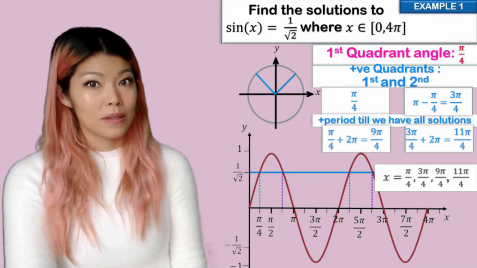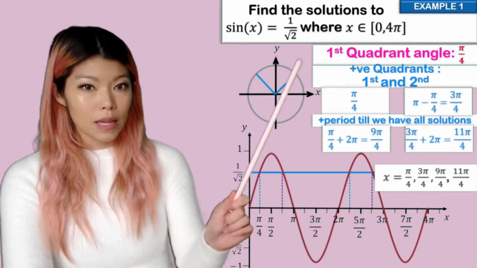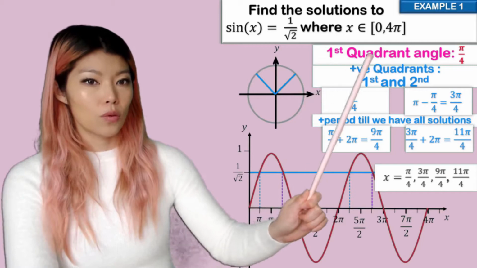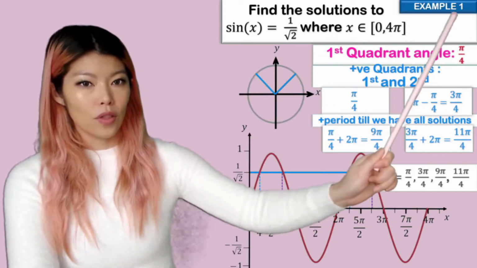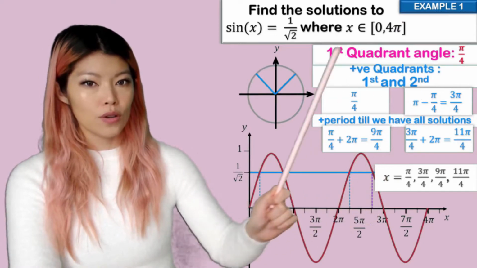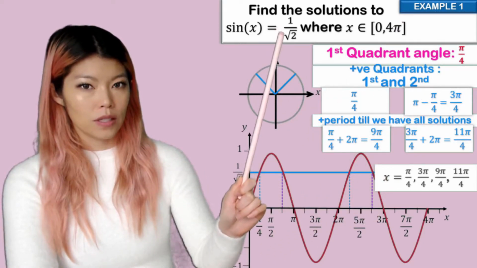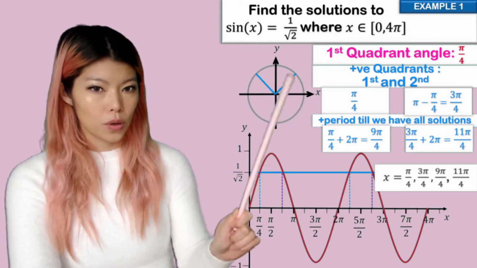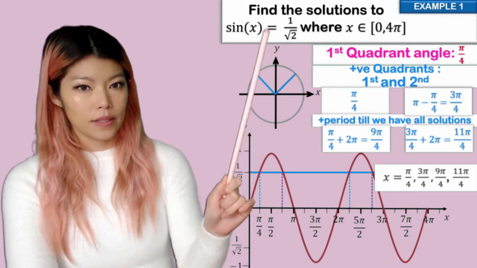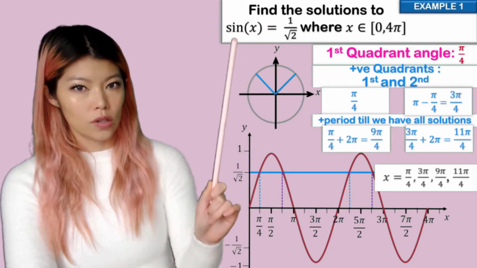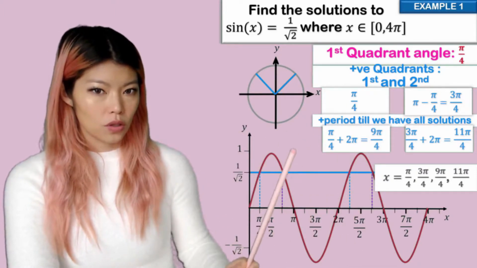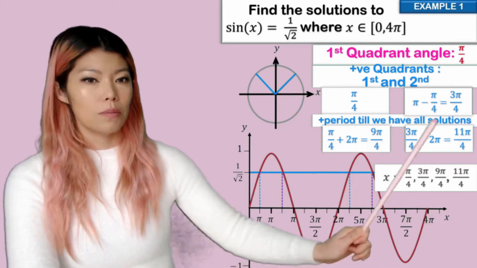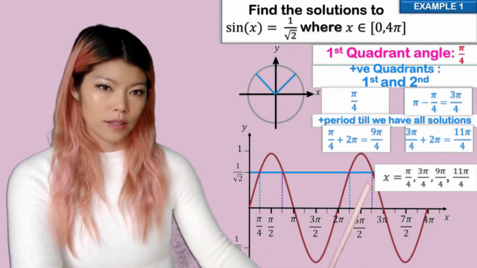So let's recap because that's a lot of steps. Step number 1, figure out what the first quadrant angle is by using the triangles. Now that you know the first quadrant angle, figure out if it's positive or negative, which tells you which quadrants we're talking about. So in this case, it was positive, so we're talking about first and second quadrant for sine. Figure out the angles for those 2 quadrants. That's the first 2 solutions. And then use the period to find other solutions.